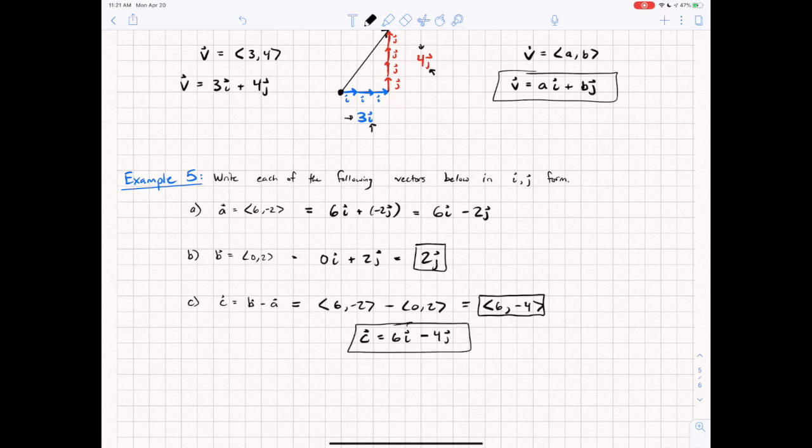All right, and so unit vectors in the ij form are very, very important for future math classes. So again, this is just more of an introduction. In terms of the scope of this class, I'm mostly going to assess you in terms of component form.